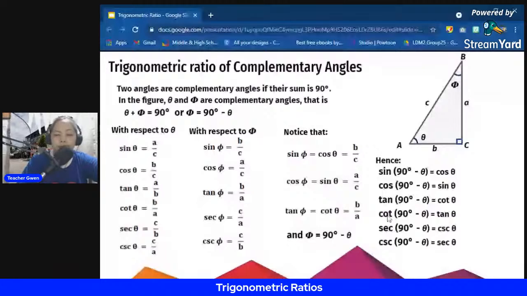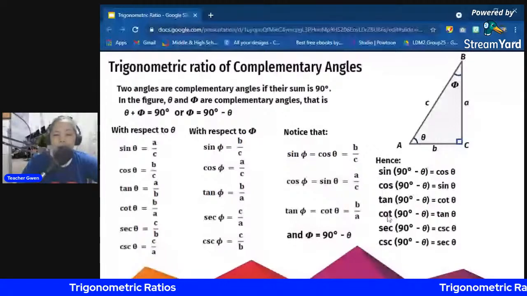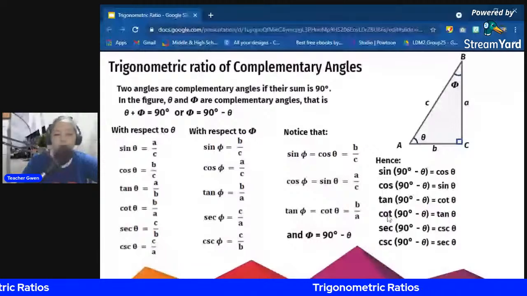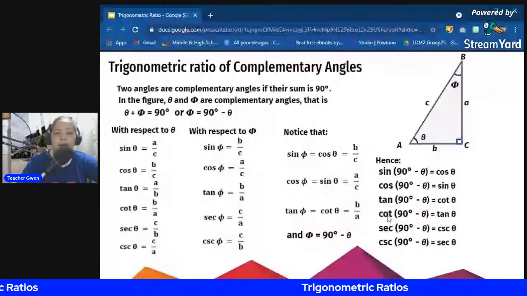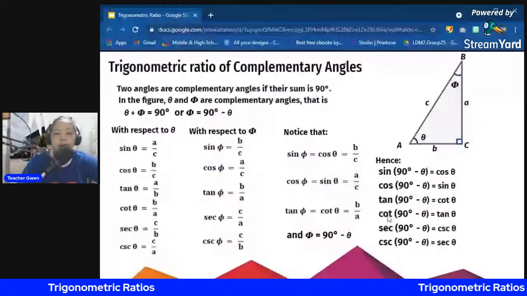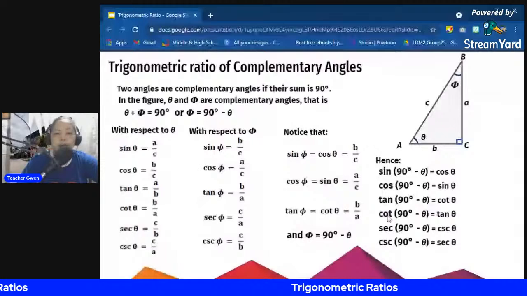I hope you are not confused. Just look here at theta and phi: which ones are the same, which ones are equal. Since they are equal, instead of phi we substitute 90 degrees minus theta. Where did we get that? From the complementary angles, the sum of the measures of the two angles is equal to 90 degrees.